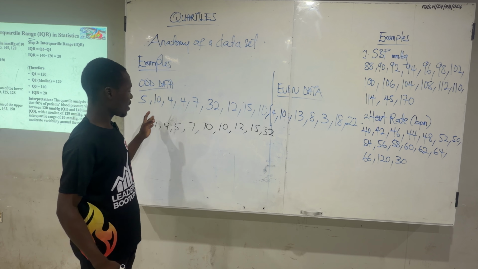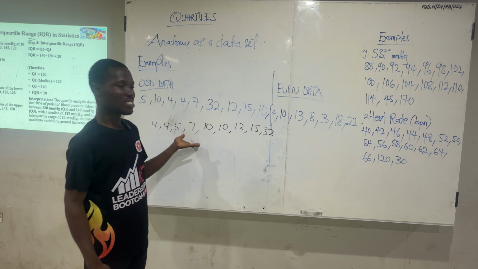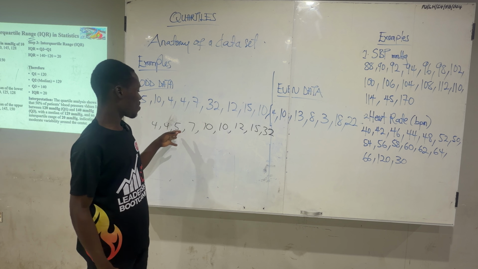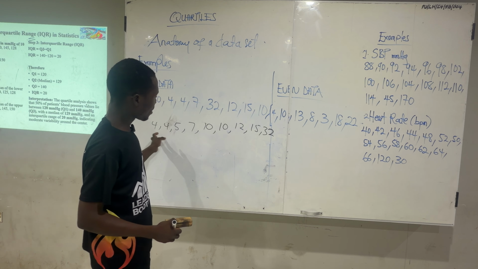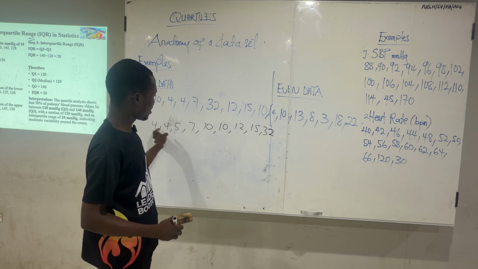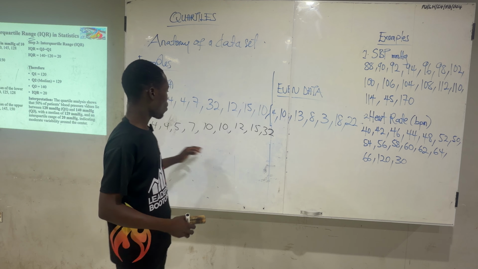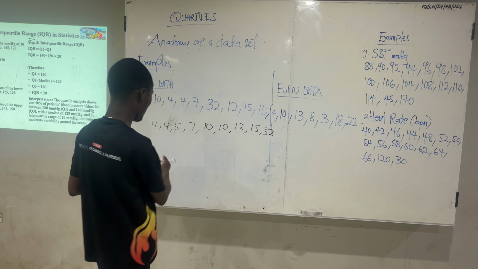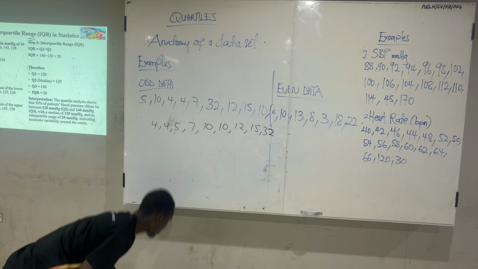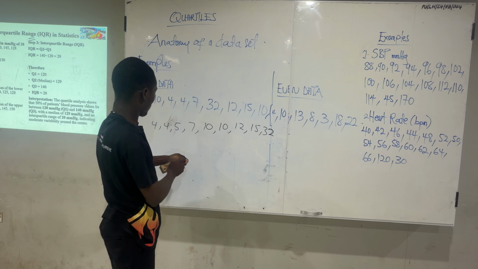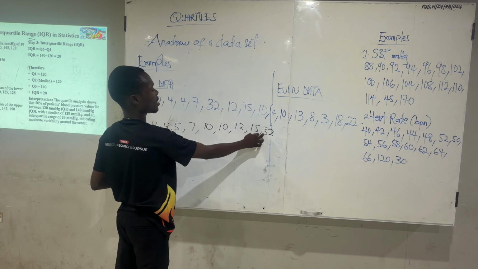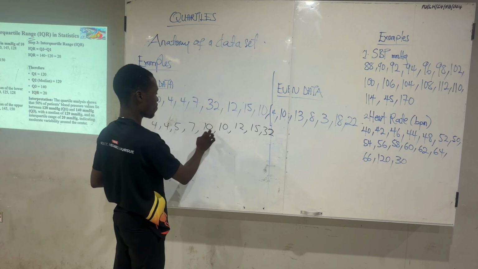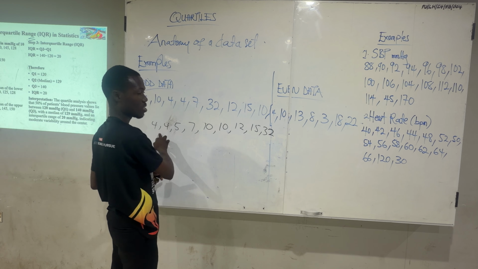We have to look at the anatomy of the data set because without it, we cannot have our Q1 and then our Q3. So in looking at the anatomy of the data set, because it's an odd data, we have to first identify, so we count 1, 2, 3, 4, 5, 6, 7, 8, 9. So our data is 9.